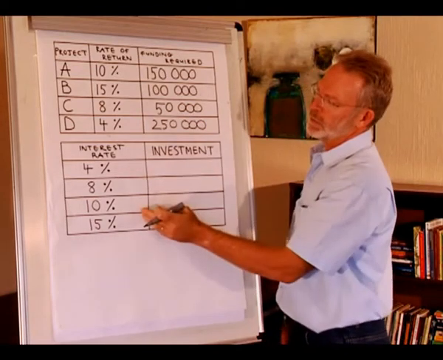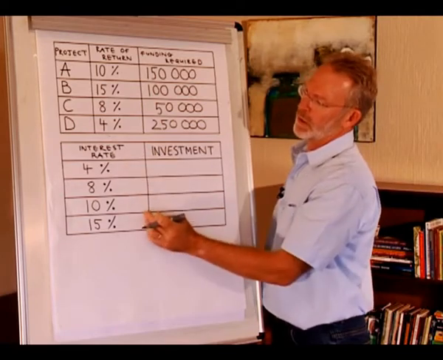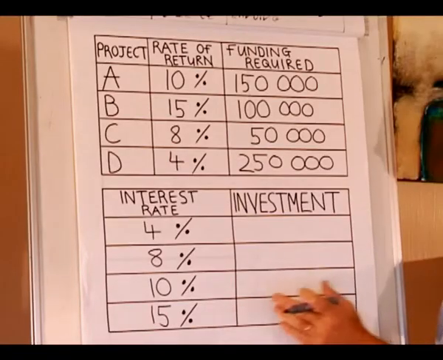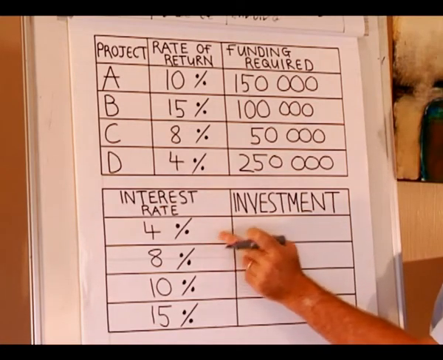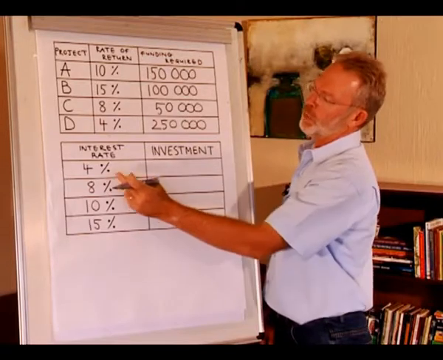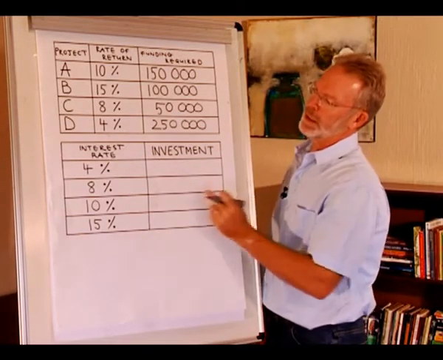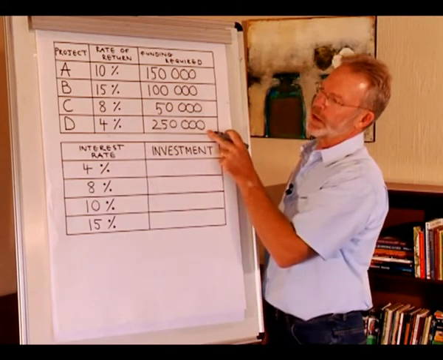In the bottom table, the cost of capital, the interest rate at which you borrow, are listed. Now, the decision to invest is based on the cost of capital and the expected rate of return. If we complete the table, we'll see at an interest rate of 4%, all of these projects are viable.